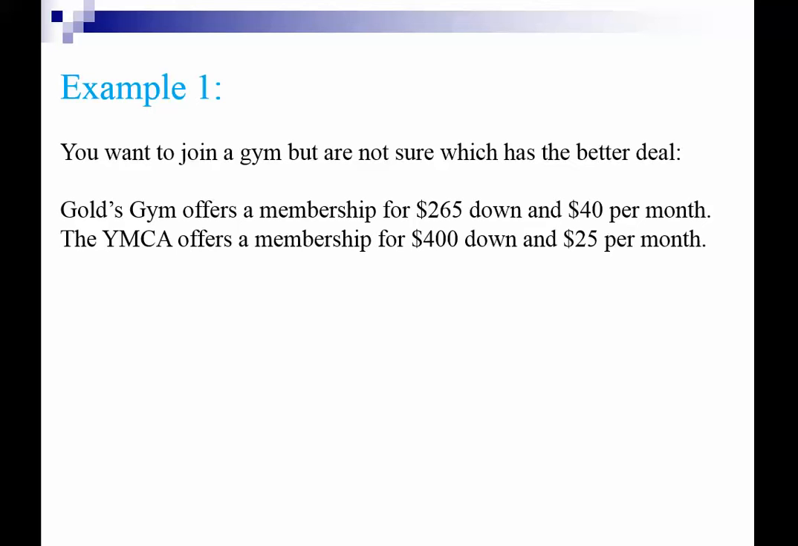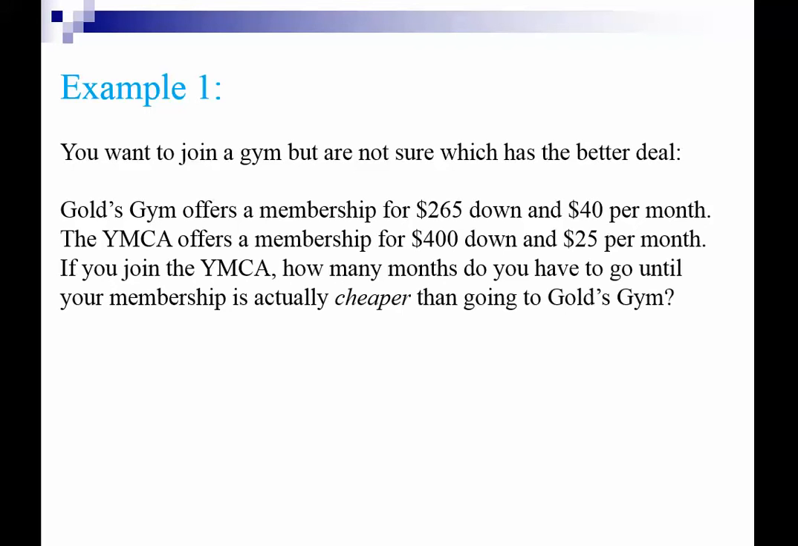Okay, $265 down for Gold's Gym is a lot cheaper. So even though it's $40 per month, which is a little bit more expensive, if you're only going to be joining for a month or two, Gold's Gym would probably be the better way to go. So what we're trying to do is figure out where that tipping point is. At what point does one become better than the other? How many months would you have to go before that tipping point occurs?